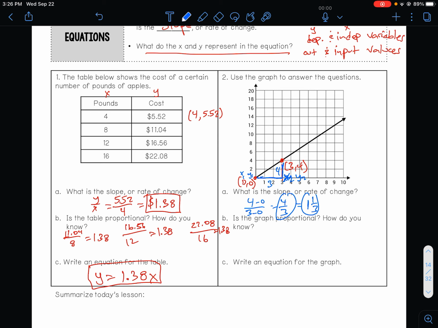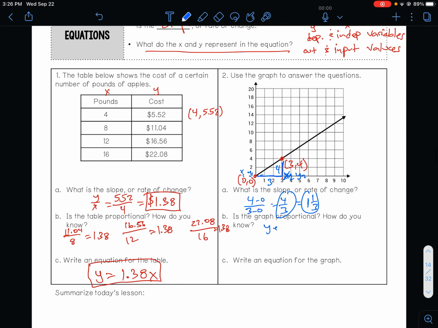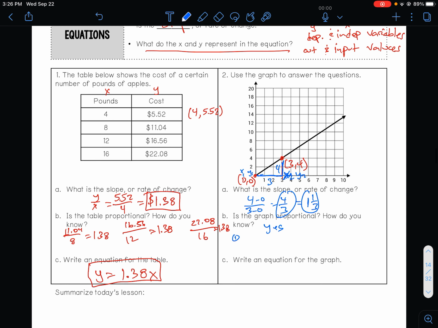Is the graph proportional? How do I know? Well, remember, is it a straight line? Yep, looks like a straight line. Does it run through 0, 0? Yes. Again, 1, straight line. 2, passes through 0, 0.